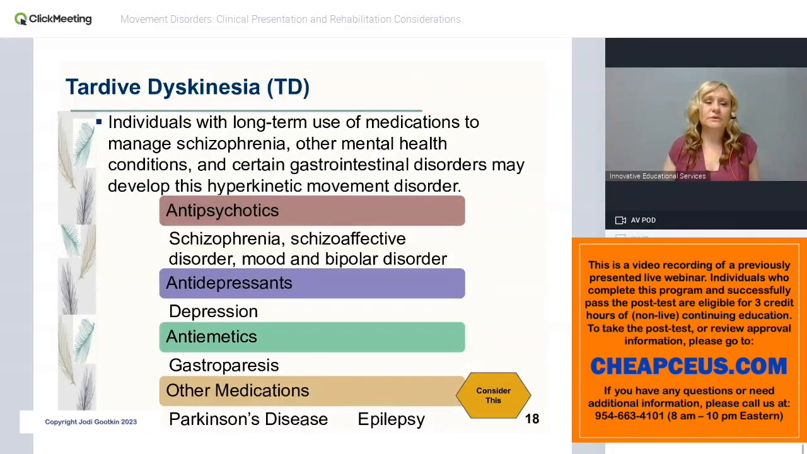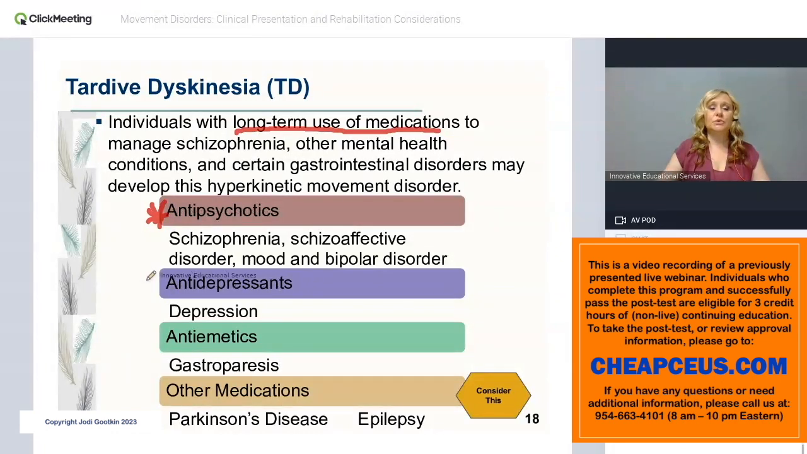First one we are going to examine is tardive dyskinesia. You're probably hearing more about this. There is a larger public awareness campaign. This is a condition that arises in individuals with long-term use of medications, specifically targeting different neuropsychiatric conditions, individuals who are taking antipsychotic medications to manage schizophrenia. They may be on Haldol or Thorazine.